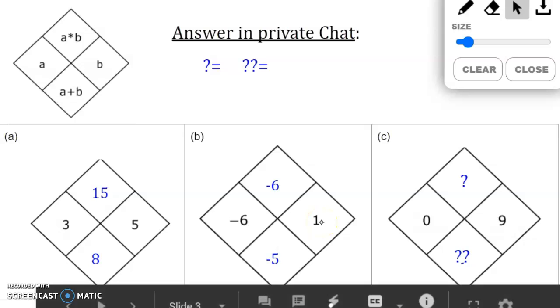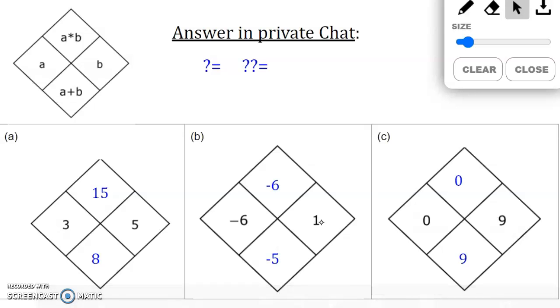What about the third problem? The top number is the multiplication of these two numbers. 0 times 9 is just 0, and 0 plus 9 is 9. So don't get scared just because you see a 0. 0 is just another number, but it does have some special properties.